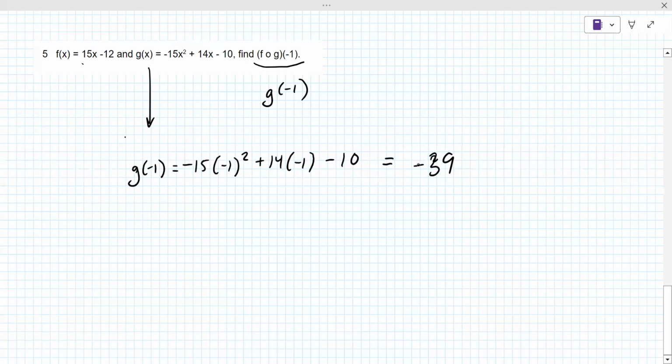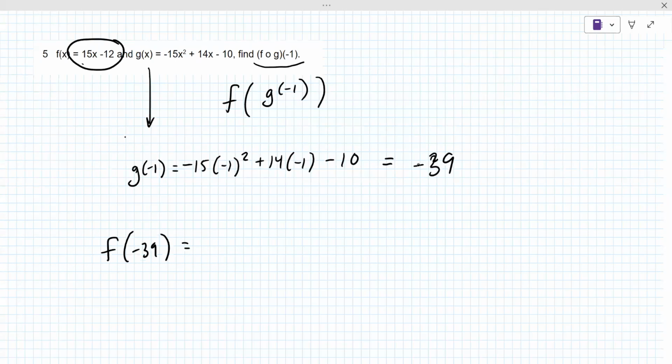Okay, now the next thing is you take that result and you put it into f. So you're going to find f of minus 39. We're using this function here, 15x minus 12. Wherever you see an x, you put in the value of x you just found. All right. You have to go put that in Desmos, don't I? Yes, unless you can do it by hand. You don't want to.